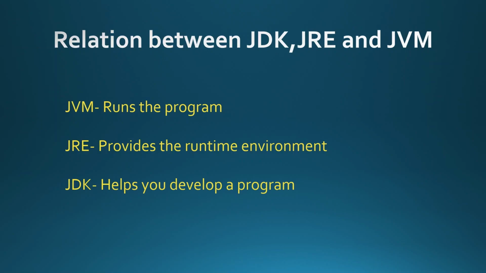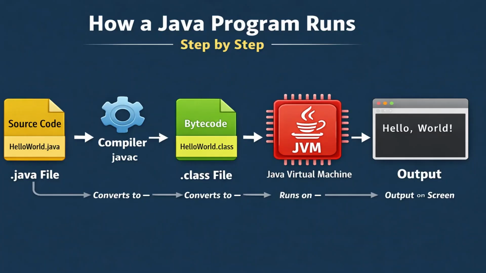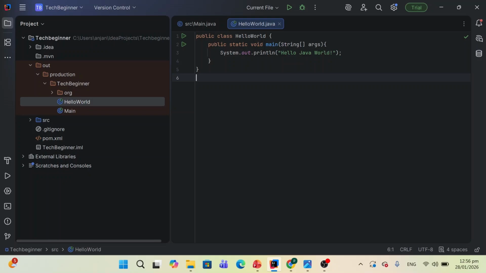JVM runs the program, JRE provides the environment to run the program, and JDK helps us develop a program. Now we understand theoretically about JVM, JDK and JRE, right? Now I just want to show you what is happening inside the program. I have just opened IntelliJ that we installed in the previous session.